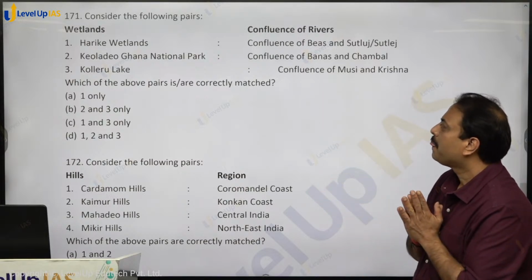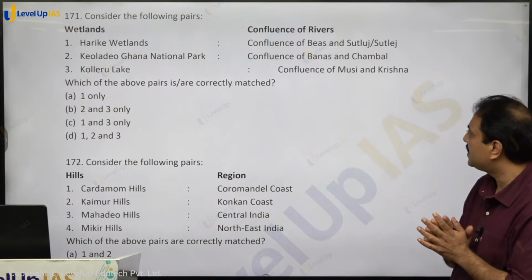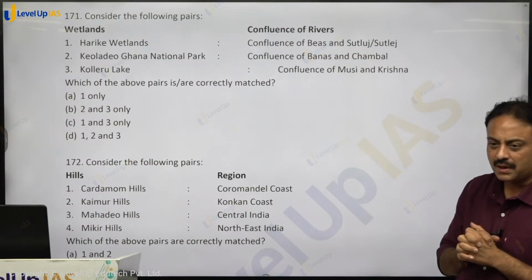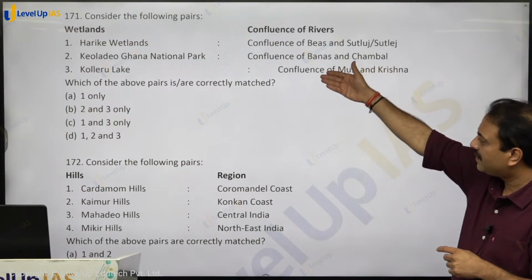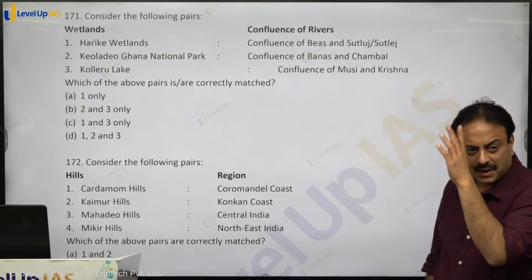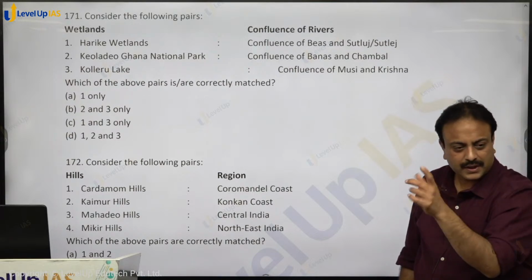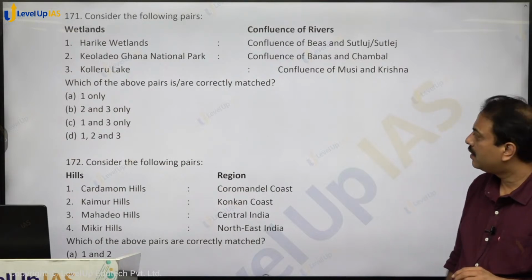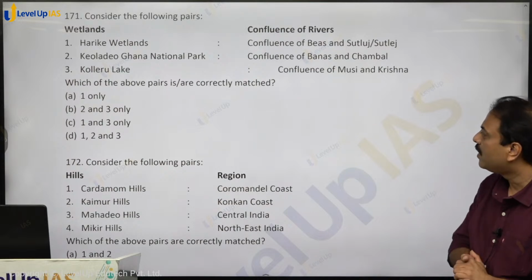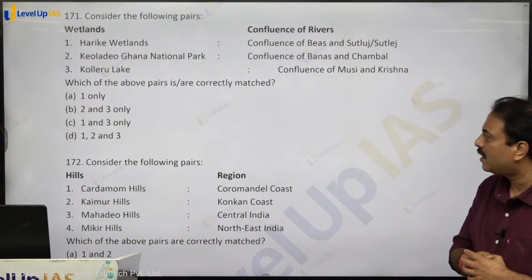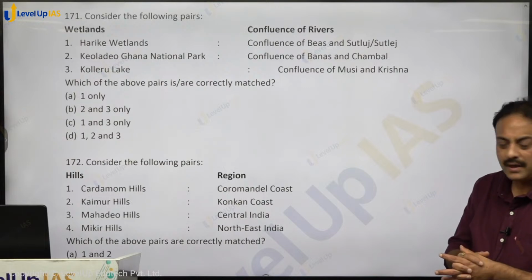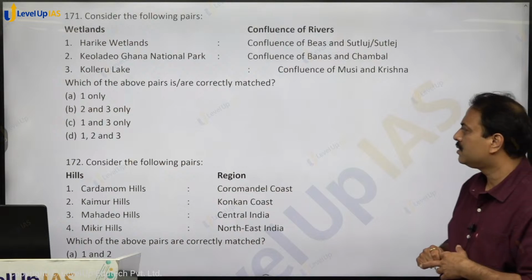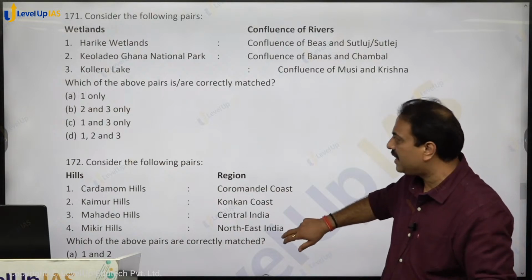Okay, focus over here. Harike wetlands, confluence of Vyas and Satluj. Keoladeo Ghana National Park, confluence of Banas and Chambal. ये आगरा के बगल में केवलादेव घना, right? Banas and Chambal, MP. So it is wrong, incorrect. Banas and Chambal should be runs from one. Koleru Lake, confluence of Musi and Krishna. Koleru Lake is between Godavari and Krishna, not at the confluence of Musi and Krishna. So first is correct, second is wrong, third is wrong. So one only, option A for apple, should be the right answer.